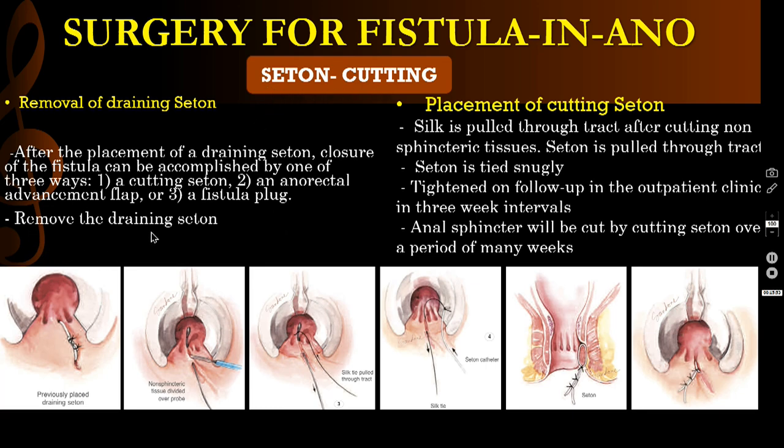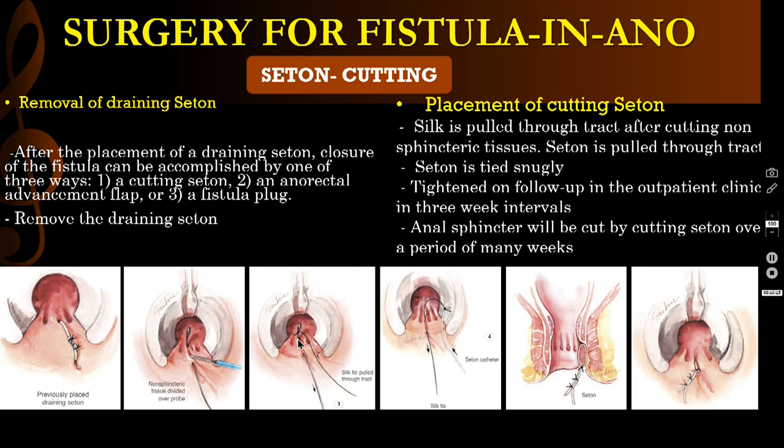So you have to remove the draining Seton first. Remove this one, and then you have to put a probe inside. How to place the cutting Seton: silk is pulled through the tract after cutting non-sphincteric tissues.